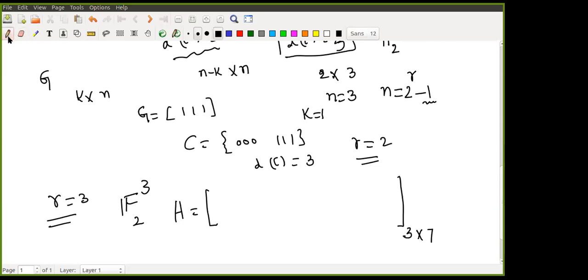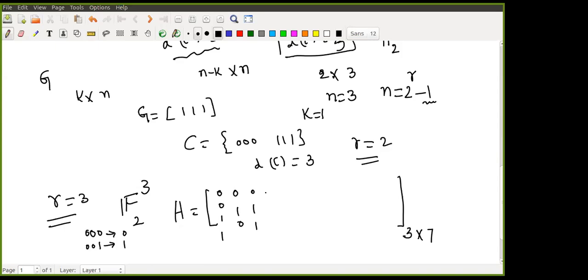Okay, so what is the first column? 100. But I want numbers now, right? 0 0 0 as a decimal number is 0. What does 0 0 1 represent? 1. So I'll put the first column as 0 0 1. Very simple. What is the second column? 0 1 0. Third column? 0 1 1.